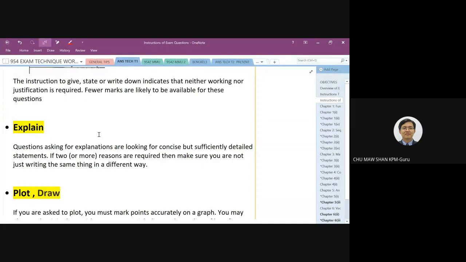Okay, explain. Explain is the weakest area for the candidates for this type of question. Explain, justify. It is the weakest in this section, because we are not able to discuss mathematics.